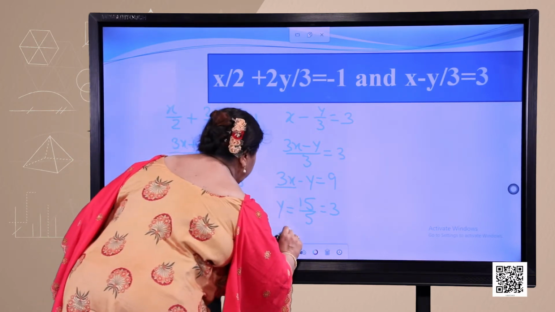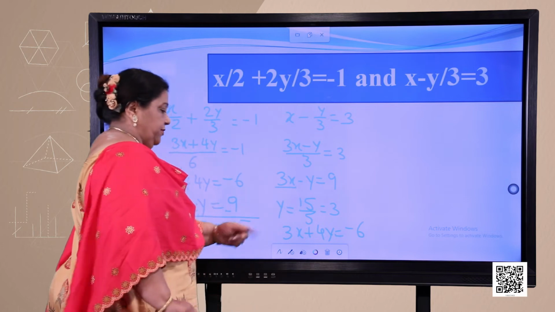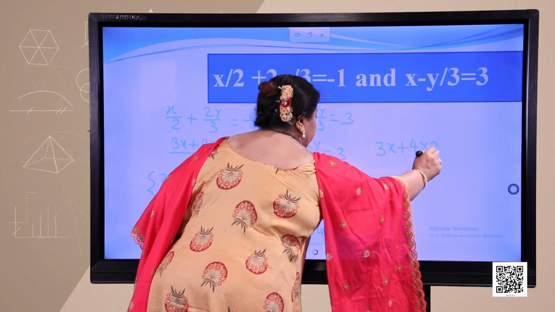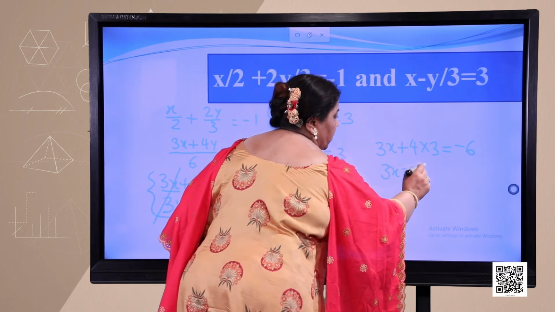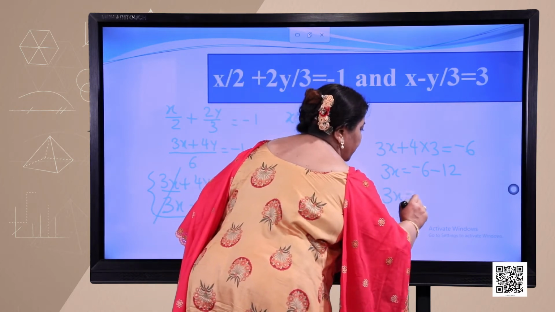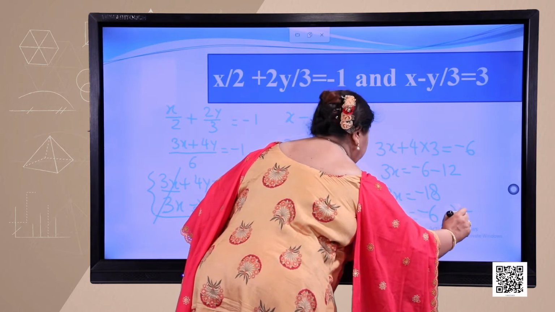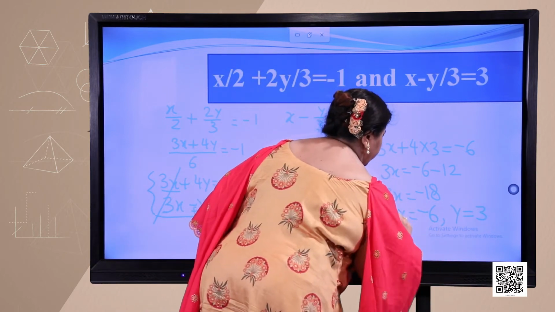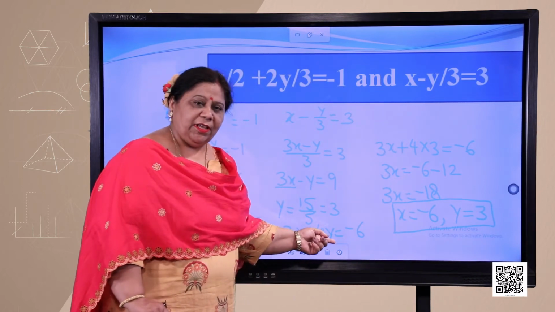To obtain the value of x, I will take an equation here, 3x plus 4y is equal to minus 6. If I substitute the value of y, that is 3, what do I get? 3x is equal to minus 6 minus 12. What is minus 6 and minus 12? It is minus 18. So, value of x is minus 6 and value of y we had got, that is 3. This way we need to show our answer after calculating. So, I hope you have understood the elimination method.